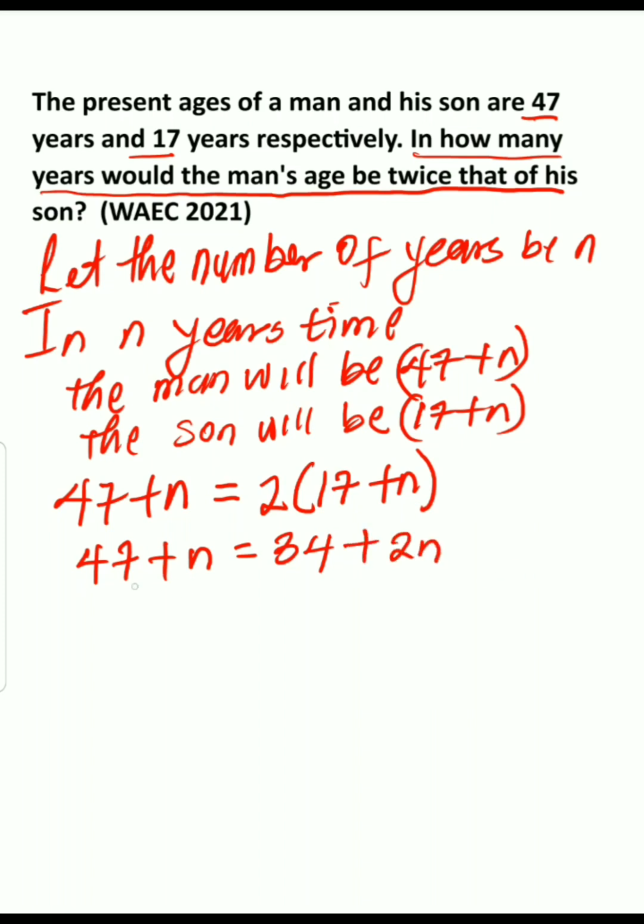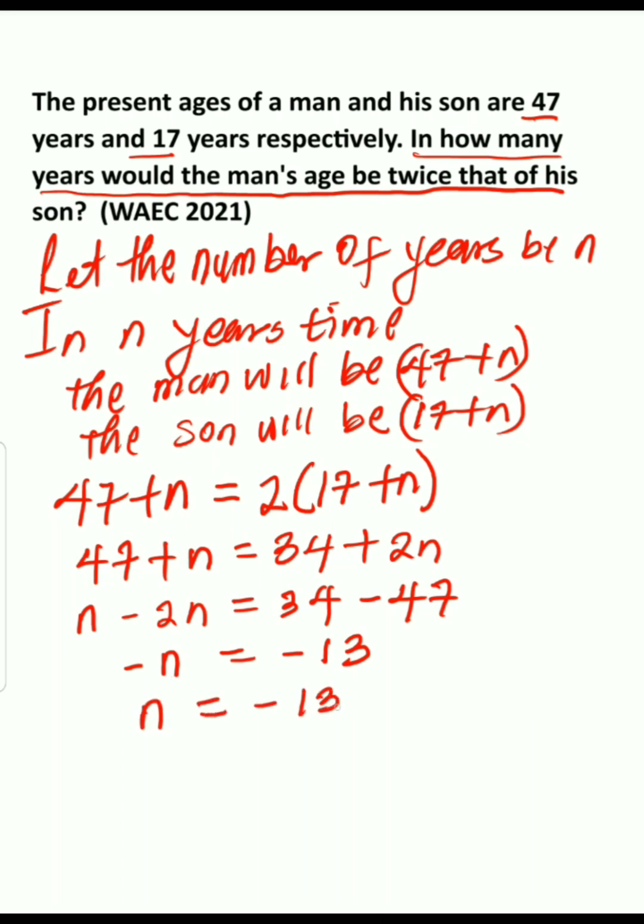And we collect our like terms in n. So this is n minus 2n equals 34 minus 47. And so n minus 2n, that's minus n, equals 34 minus 47. You have 34 naira, you're owing 47 naira, and so that's going to be minus 13. The coefficient of n is minus 1, and so n equals minus 13 over minus 1, and n equals 13.